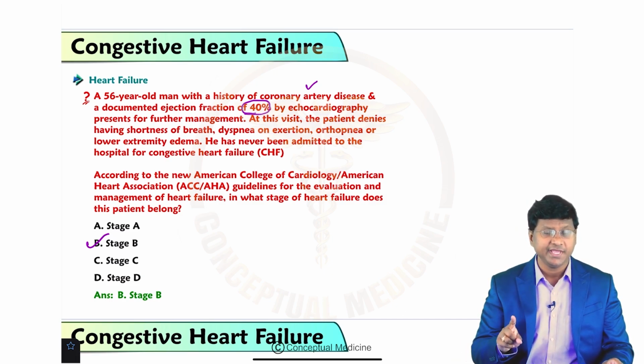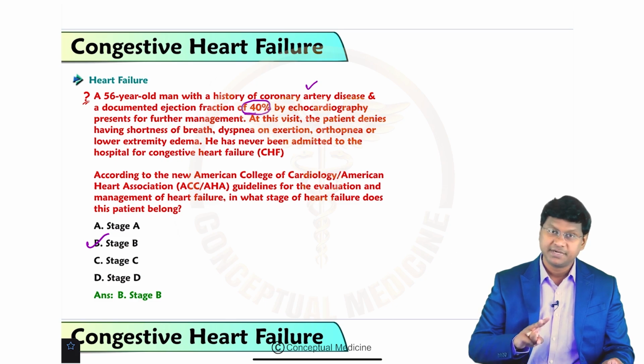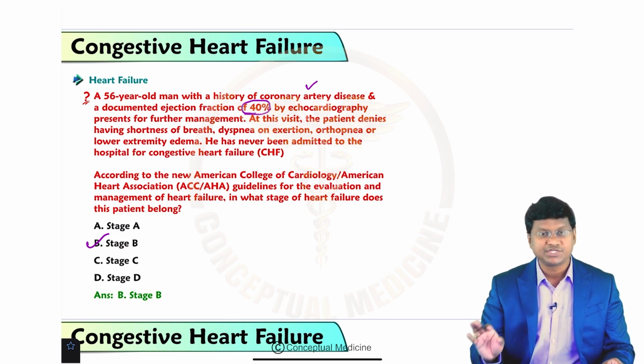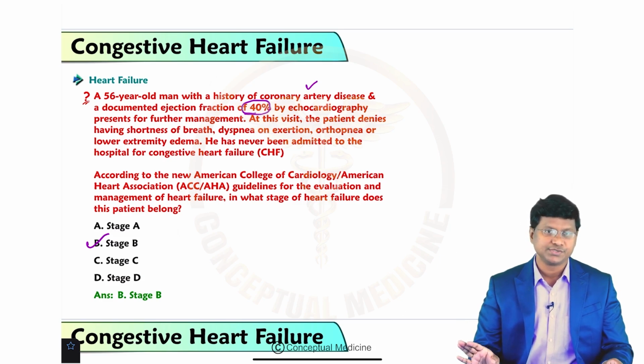Whereas stage A: at risk, no structural heart disease. Stage B: presence of structural heart disease but asymptomatic. Stage C: the individual is symptomatic. Stage D: end stage heart failure, or there is refractoriness to the medications. So this is about the stages of heart failure.